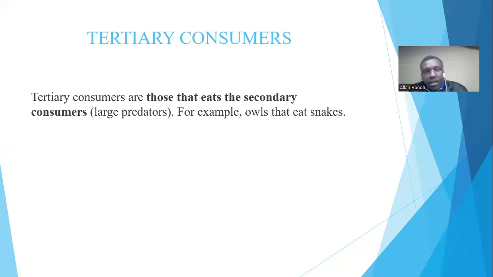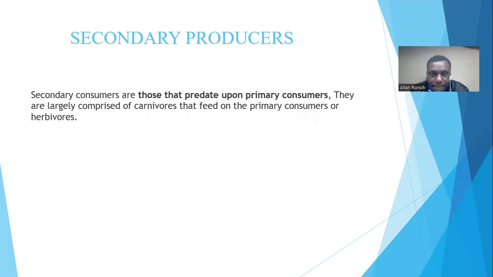There are those that feed on the secondary consumers. They are also known as large predators. For example, the owl that eats the snakes, even the whale that feeds on small fishes. Okay, I'm sorry. We forgot to talk about the secondary consumers.